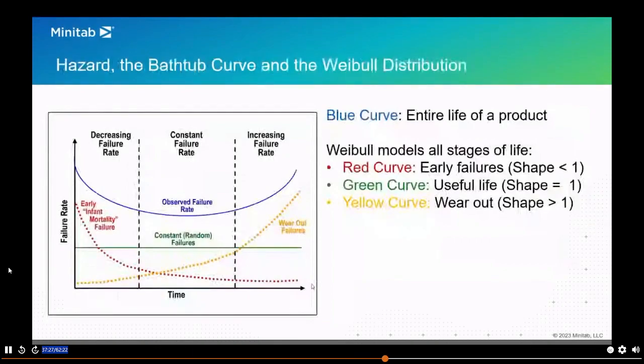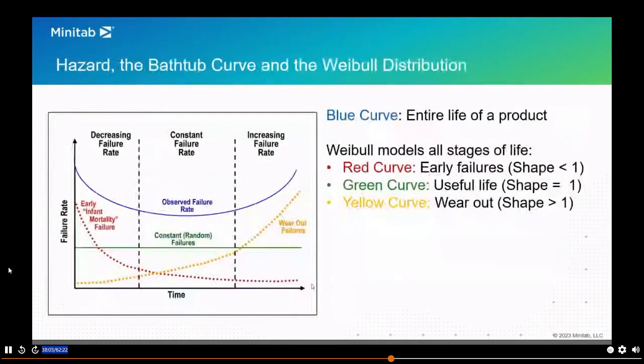The Weibull can also represent the middle of the bathtub curve. If the shape is around 1, that's the useful life of a product. That's the random failures that occur, the green line we see here. And then finally, the Weibull can also model the wear-out failures. So if a Weibull distribution has a shape bigger than 1, it's modeling wear-out. This is important for a couple reasons. It's why the Weibull is so popular, and it also can help you do a reality check. Is this type of failure making sense?